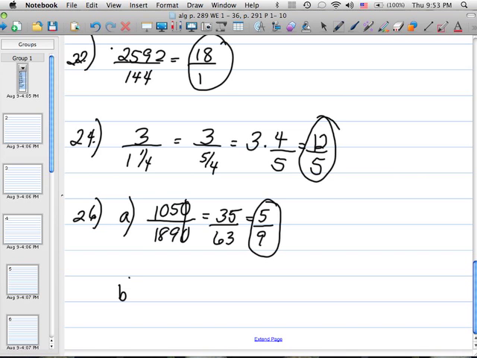And then Part B, they want the ratio of nonfiction to fiction, so that would just be flipping the fraction around, so it'd be 9 to 5.